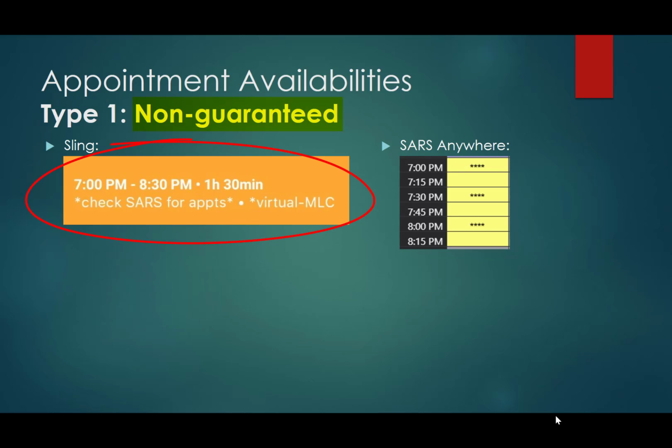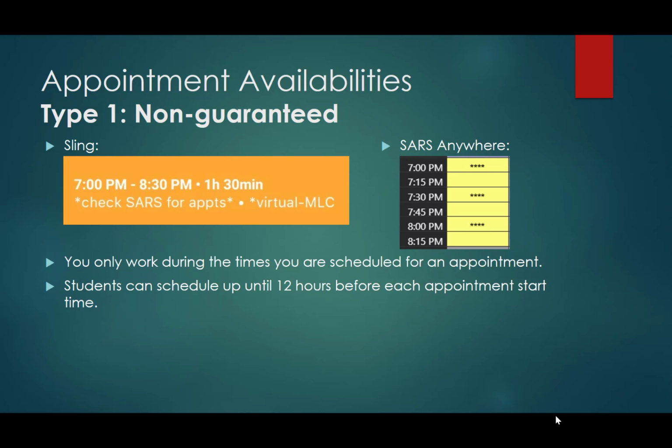You will see this gold Check SARS for Appointments shift in Sling, and you will see this yellow all asterisks appointment availability in SARS. During these shifts, you will only work during the times you are scheduled for an appointment. For example, this tutor is booked a 25-minute appointment from 7 to 7:30 p.m. If this was the only appointment scheduled, they would only work from 7 to 7:30.